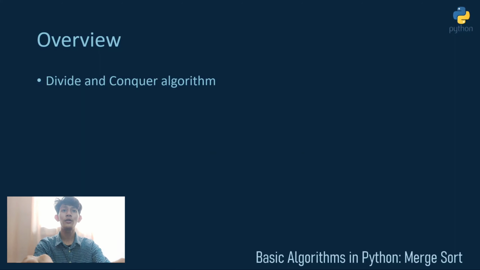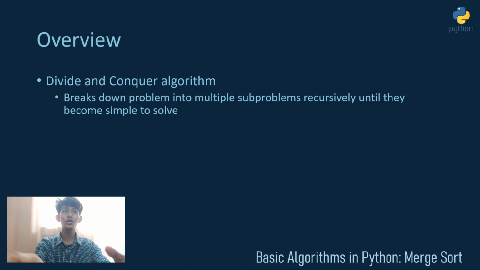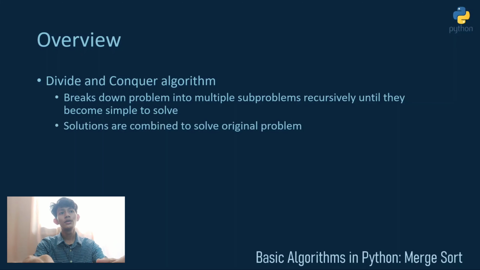So first of all, merge sort is a divide and conquer algorithm. In general, this simply means that the problem is divided into multiple sub-problems, and then the sub-problems will also be divided using the same algorithm to form more sub-problems, and this will go on until the sub-problems become easy to solve.